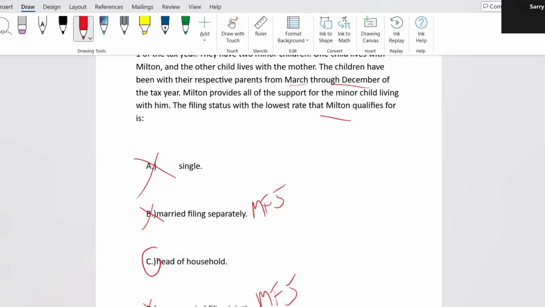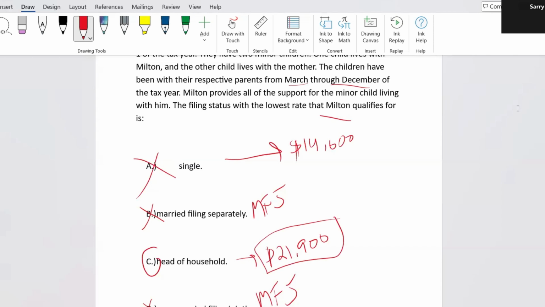And just to give you a little bit more detail, the standard deduction for 2024 single is $14,600. The standard deduction for head of household 2024 is $21,900. And essentially, the question is asking you, what's a better deal? What's a better rate for Milton? And that is, of course, to get a higher standard deduction. So you choose head of household.